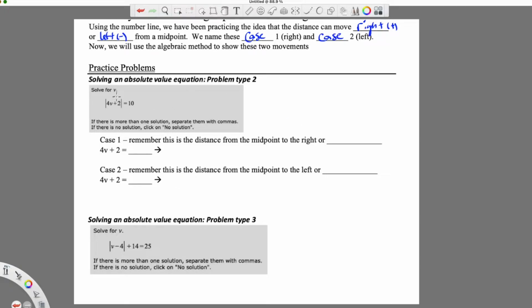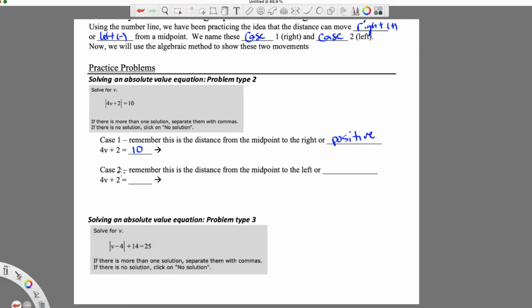So we have: solve for v. We have the absolute value of 4v plus 2 is 10. So the distance away is going to be 10 from 4v plus 2, in both directions. Case 1, remember, this is the distance from the midpoint to the right, or positive. So we're going to have 4v plus 2 equals positive 10. I went to the right, so it's positive.